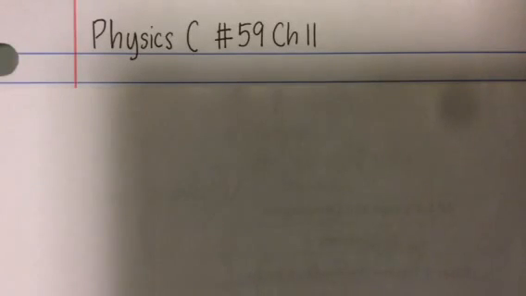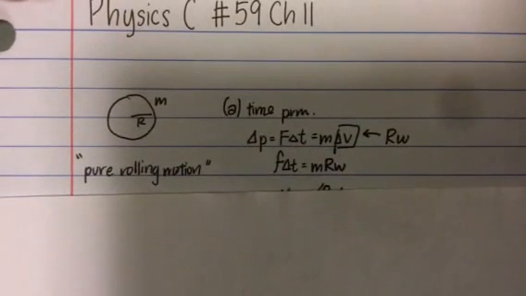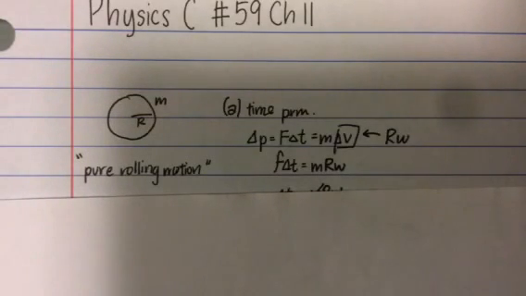Alright, so while this is a hard problem, it looks hard, but it's actually really simple. So for the first part, we're first going to draw a picture, which is basically a disk, which we want to get into pure rolling motion. So part A asks us to find the time it takes to reach pure rolling motion. I abbreviated that as PRM.